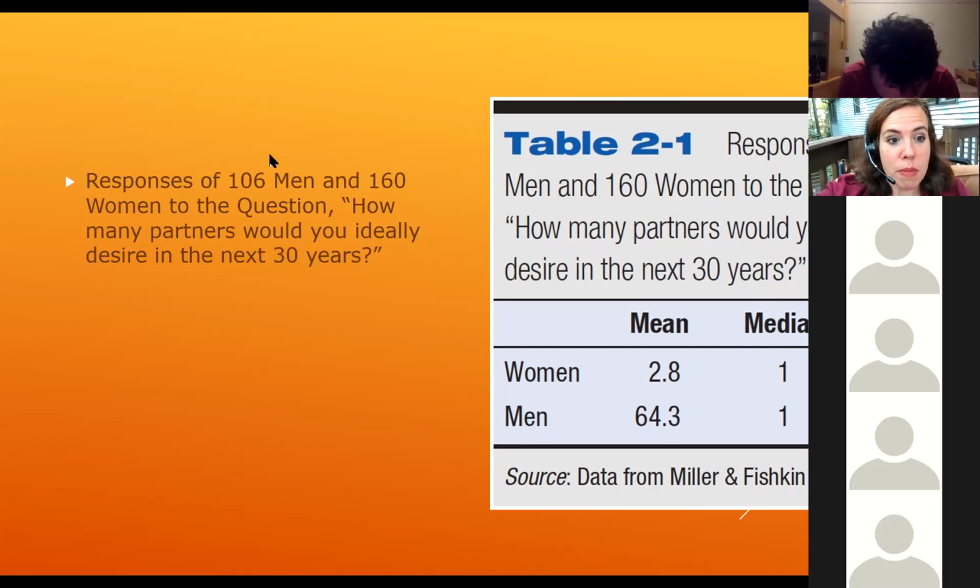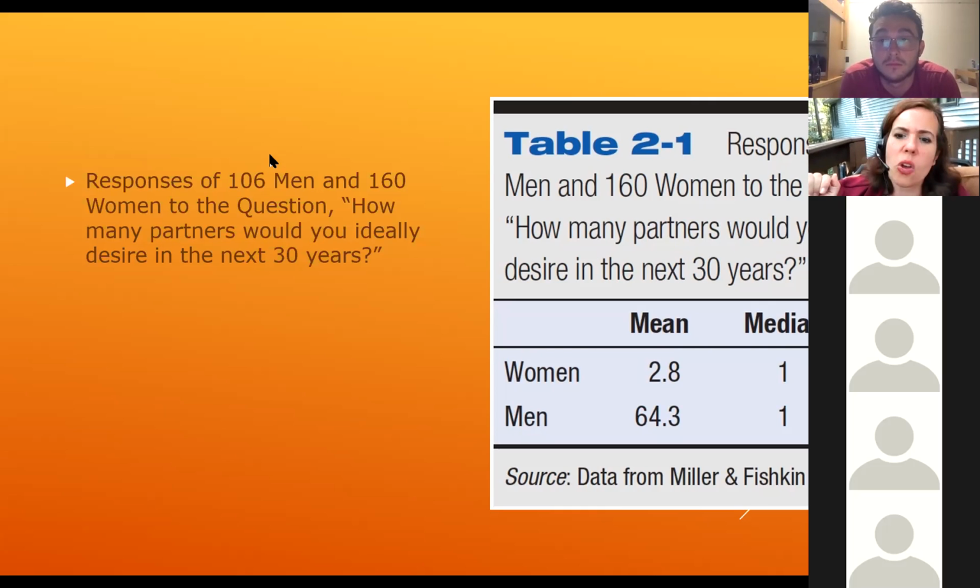Now, if I'm just looking at the mean, 100% that, right? In fact, hold the front door, 64. That is not a small number. In 30 years, that's more than 2 partners per year. Maybe they mean walking partners. Let's just go with that. Now, if you're just looking at median and mode, what do you think? There's not much of a difference between women and men. Right. So what would make the most sense to report?